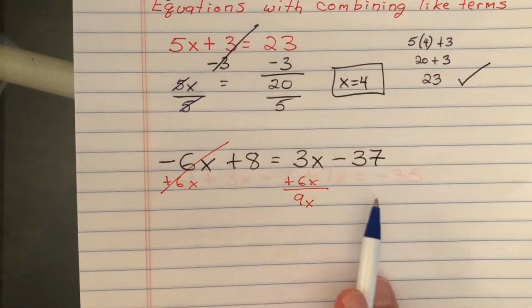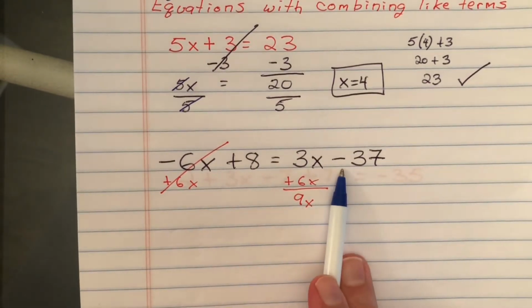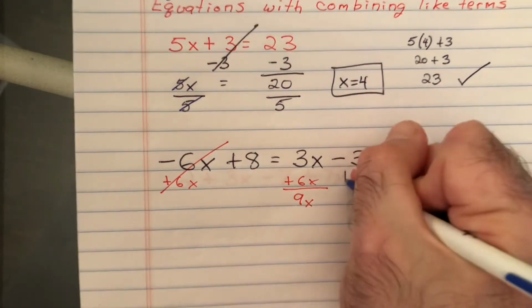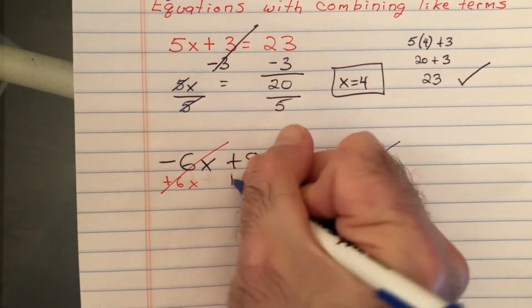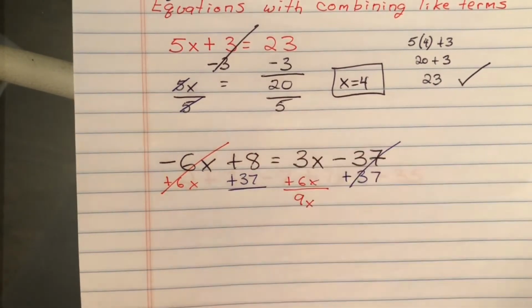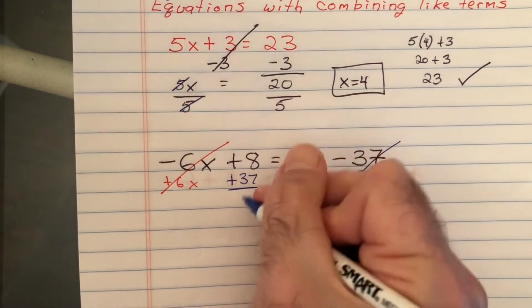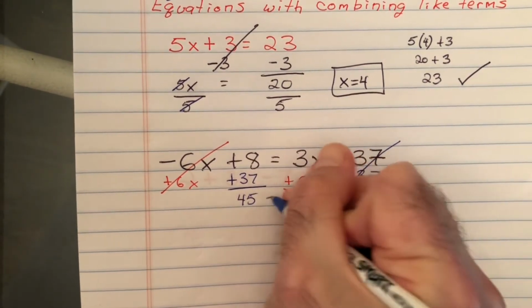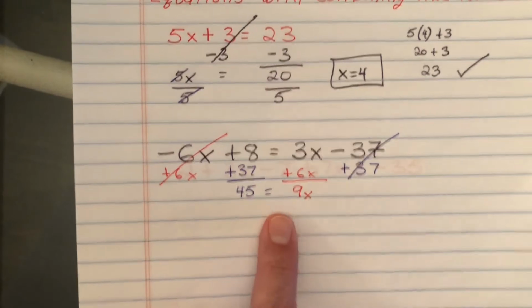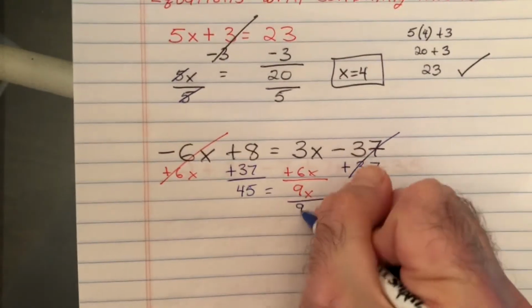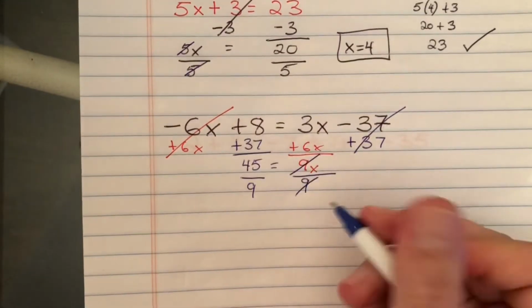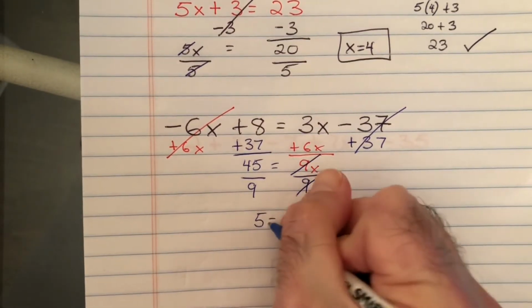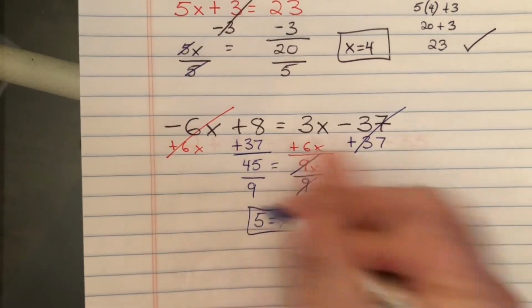Now you want to get the constants on both sides. The opposite of minus 37 is plus 37. That cancels. Plus 37 on this side. 8 plus 37 is 45. Now it's a 1-step equation. 45 equals 9x. Divide both sides by 9. Show that the 9's cancel out. 45 divided by 9 is 5. X equals 5, or 5 equals x.